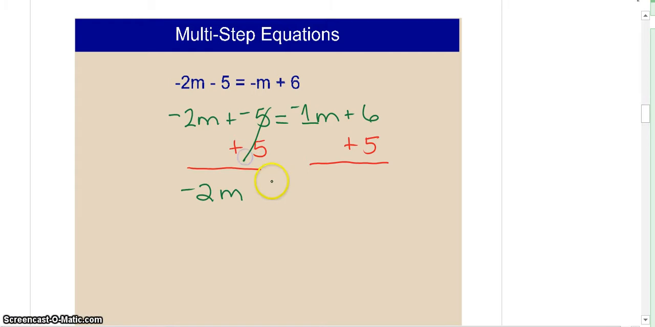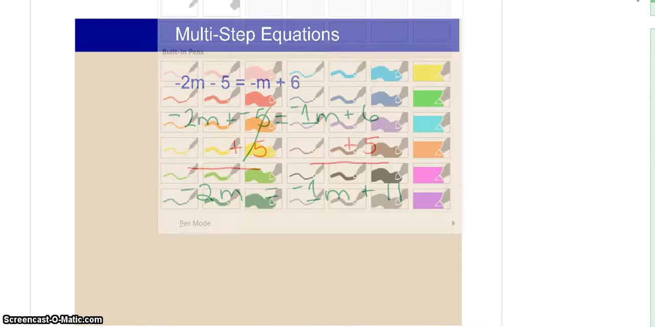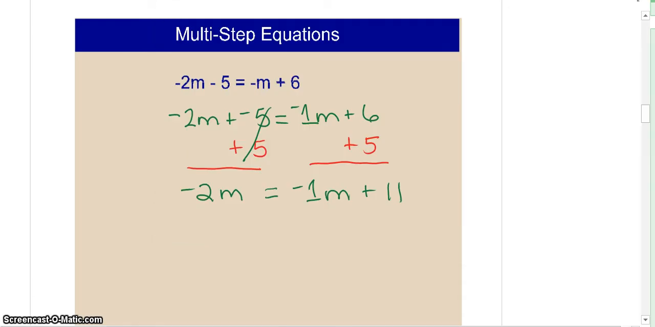I'm just going to cross these out because they're gone. Bring my equals down. Negative 1m I bring down. And then 6 plus 5 is 11. I'm going to do the same thing with my negative 1m that I just did with my negative 5. I'm going to add the opposite of negative 1m to both sides. When I add the opposite of negative 1m, which is positive 1m, that's going to give me 0. And if I do it to the right side, I have to do it to the left side as well.